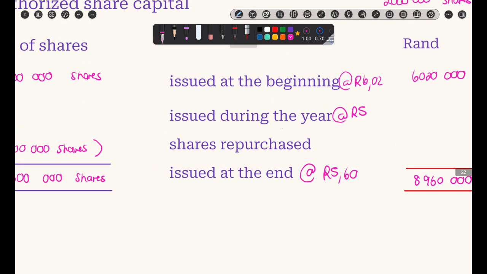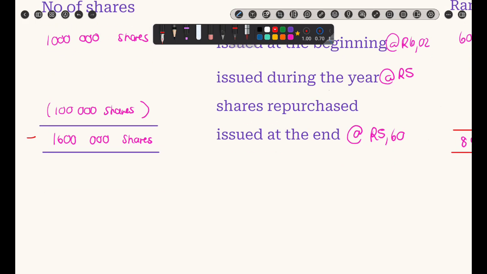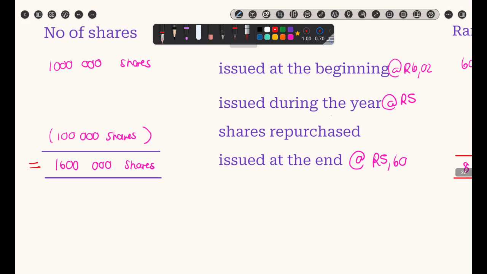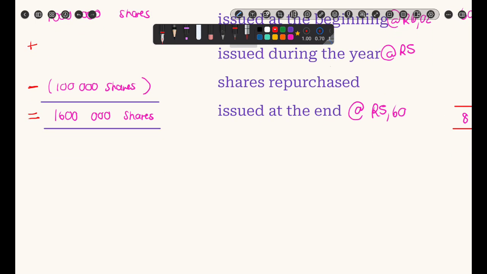So now what can I do? I taught you that your balance at the end is the sum of everything that's on top, right? So it's a total. You take your balance at the beginning, you add your during, you minus your shares repurchased. This gives you your balance at the end.